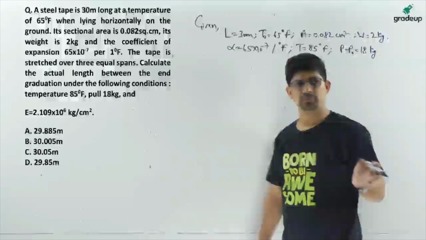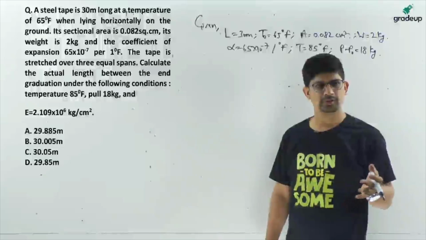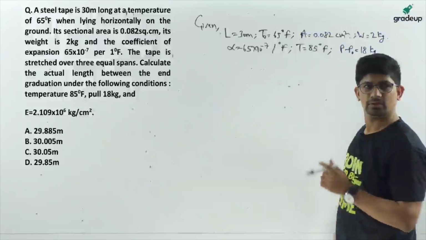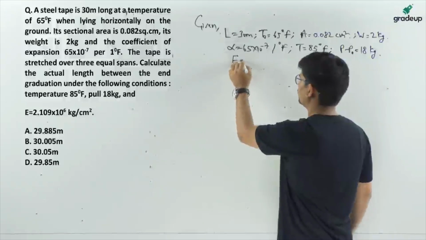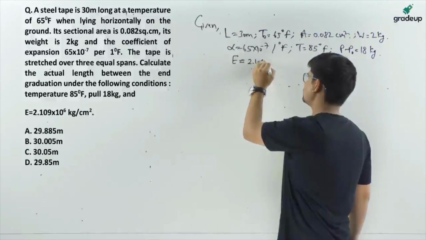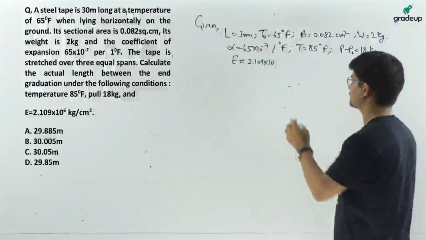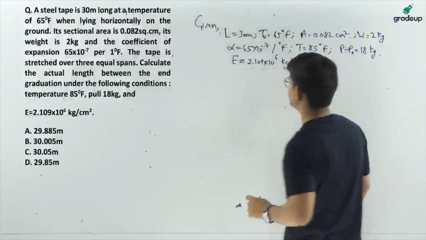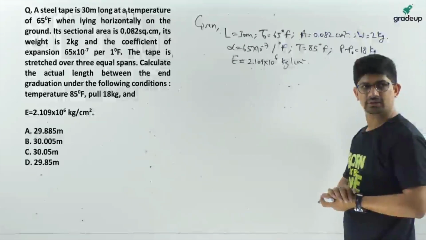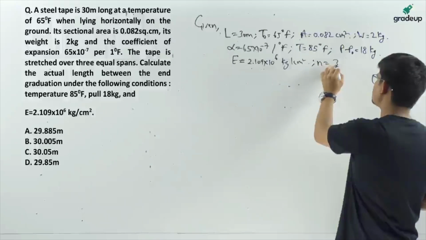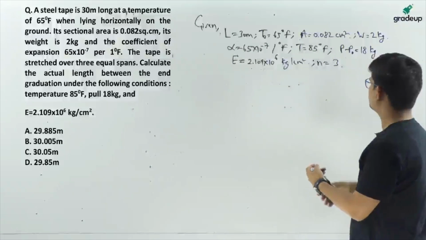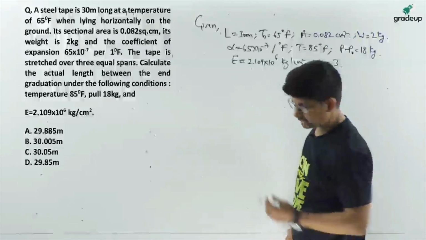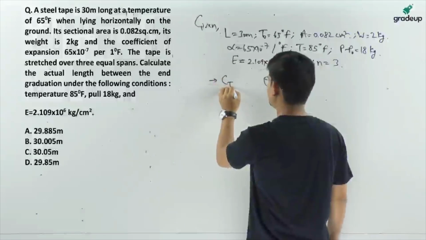Here the standard pull and the pull applied are not given, so directly we can take P minus P naught as 18 kg. Also E is given to you. E is 2.109 into 10 raised to the power 6 kg per centimeter square. So this is the information which we have extracted. Also there are 3 spans, n is equal to 3. It will be used in the sag case. Now the first correction is for temperature, Ct.